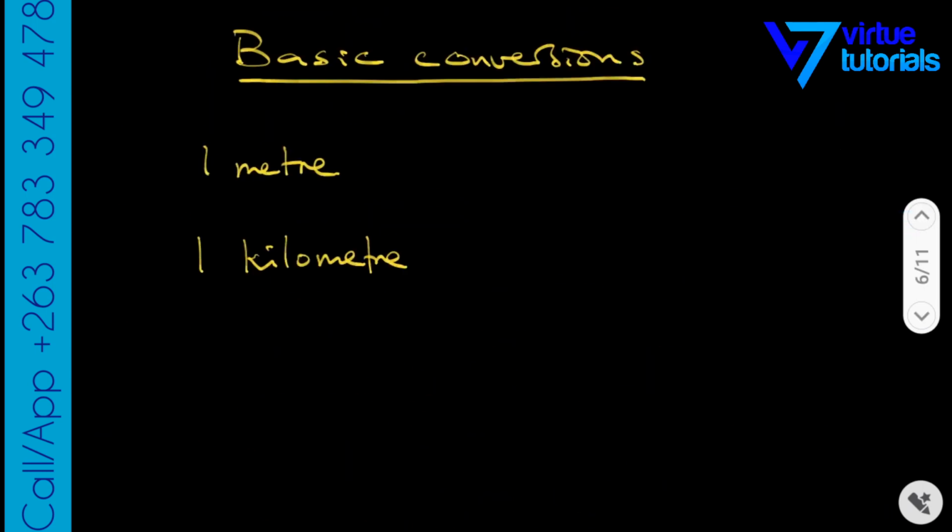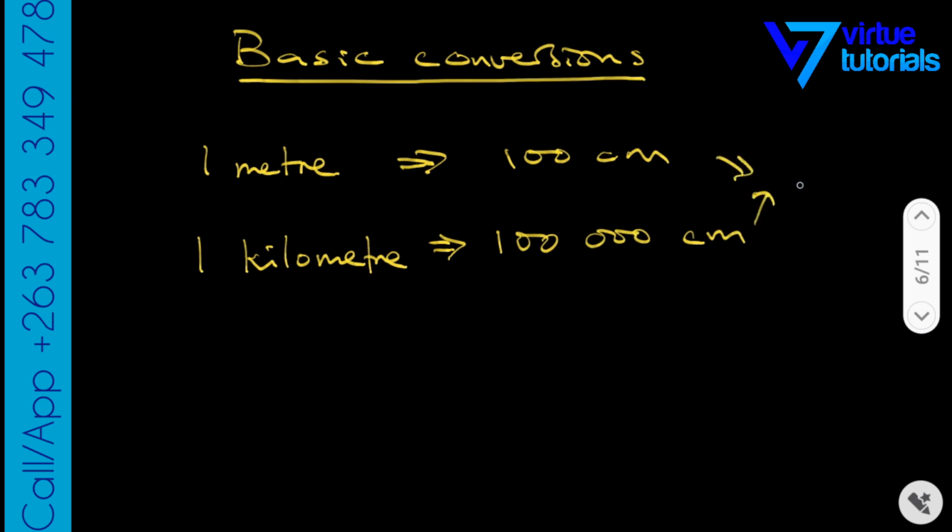But for you to be able to do this, you must have an understanding of the basic conversions, right? 1 meter is 100 centimeters. But since a kilometer is 1,000 meters, it means 1,000 times 100, which makes a kilometer 100,000 centimeters. These are probably the two most important conversions that you need to know when it comes to lengths. Very important.